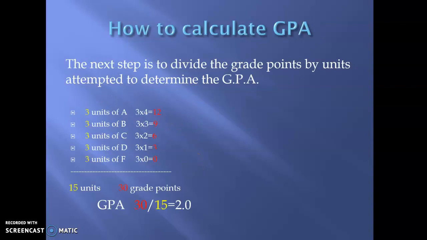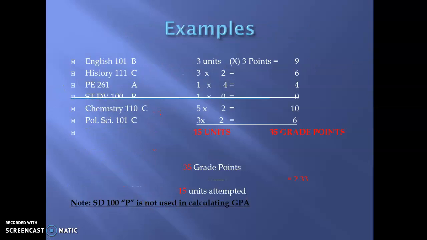So now let's use an example of a student who took 16 units. The student took English 101 and got a B, History 111 and got a grade of C, PE 261 and got an A, took Student Development 100 and passed the class, took Chemistry 110 and got a C, and also took Political Science 101 and got a C.